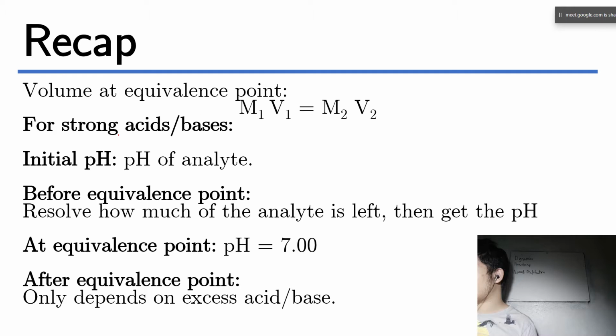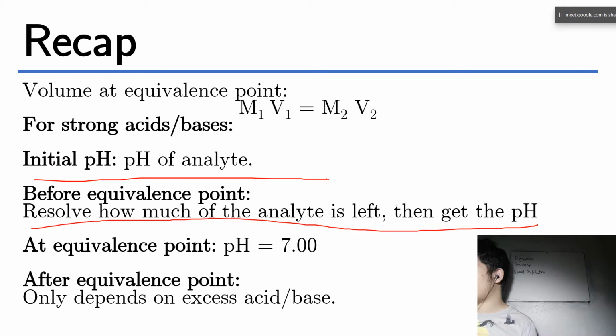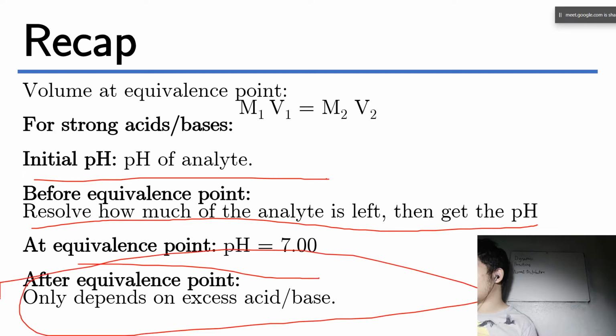di na kayo mahirapan. For strong acids and bases, initial pH of analyte, before equivalence point, resolve muna how much of the analyte is left and get the pH. At equivalence point, pH equals 7. And after equivalence point, just get the excess, no? Then use the formula to get pH.